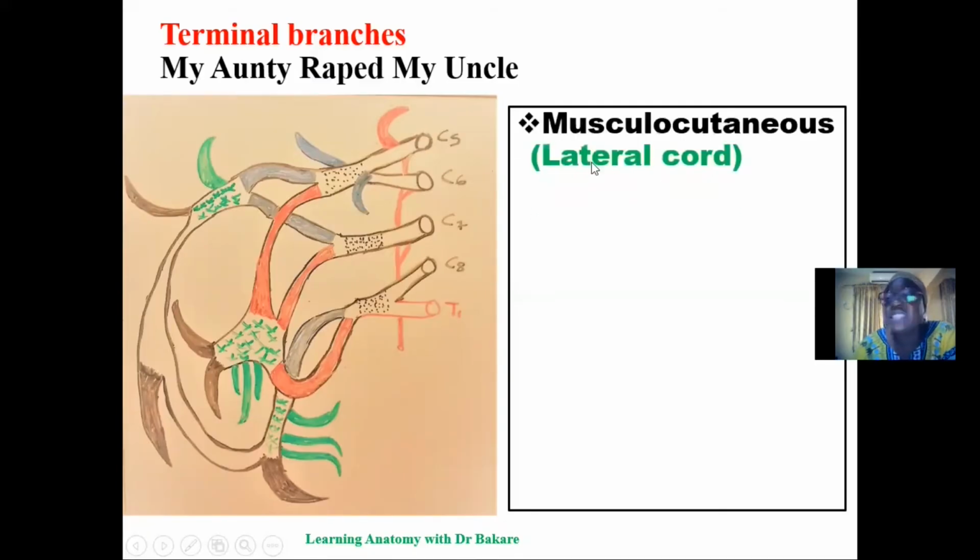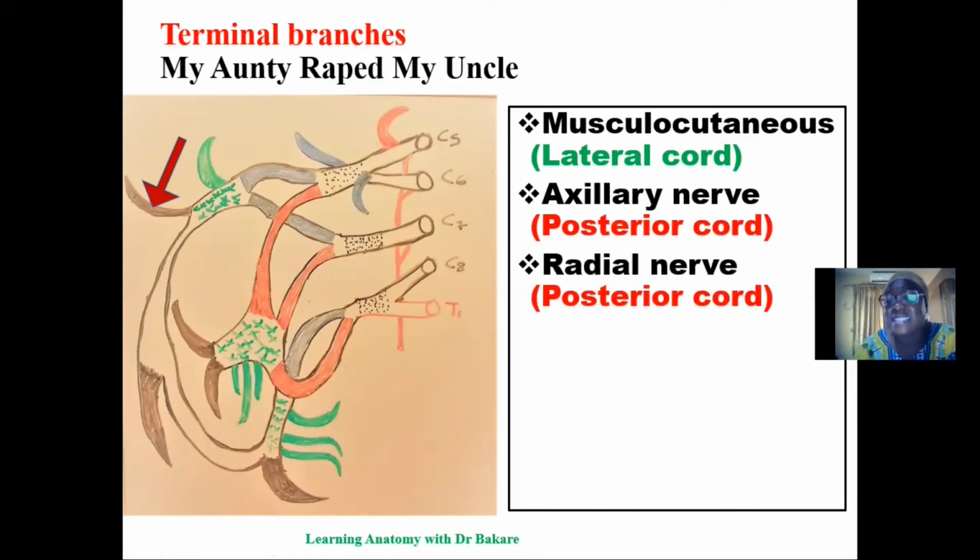So we have my, and this is the musculocutaneous nerve. The musculocutaneous nerve will represent my, and it is a terminal branch that emerges from the lateral cord. Remember, this is our lateral cord, this is the posterior cord, and this is our medial cord. So from the lateral cord, we have the emergence of the musculocutaneous nerve.